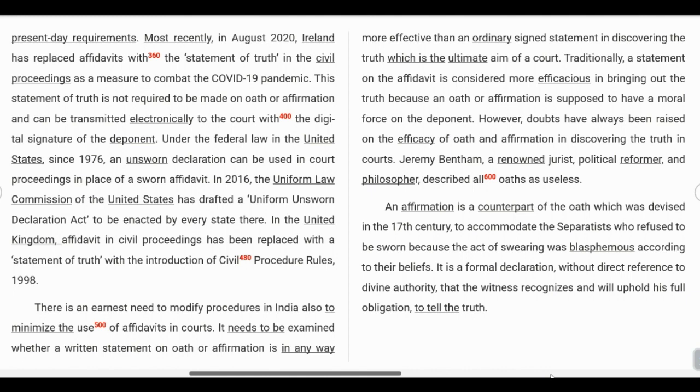An affirmation is a counterpart of the oath which was devised in the 17th century to accommodate the separatists who refused to be sworn because the act of swearing was blasphemous according to their beliefs. It is a formal declaration without direct reference to divine authority that the witness recognizes and will uphold his full obligation to tell the truth.